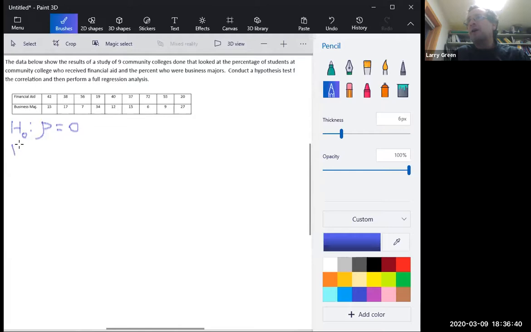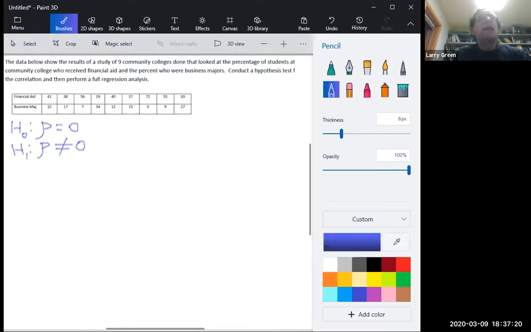Versus H1, and that is rho is not equal to 0. Any questions so far? Okay, so that's what we're looking at. We're looking at this hypothesis test. And hopefully you're used to the fact that when you do a hypothesis test, you want to get a p-value. Is that clear?